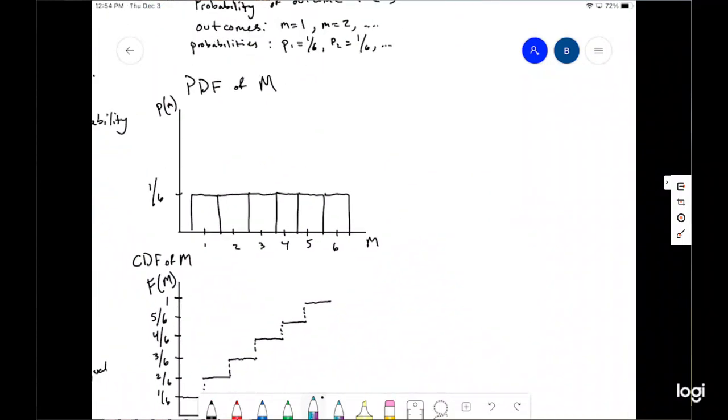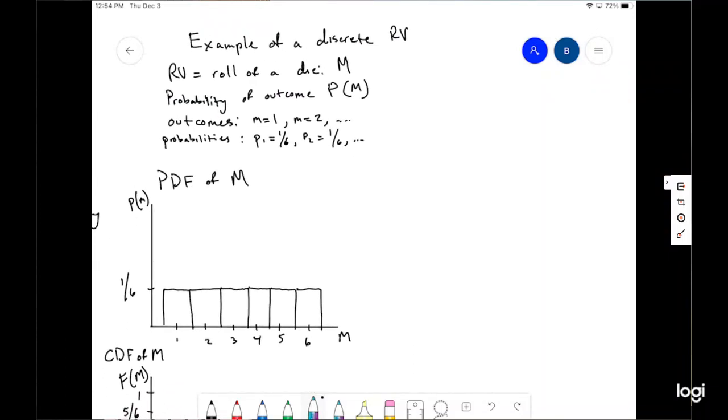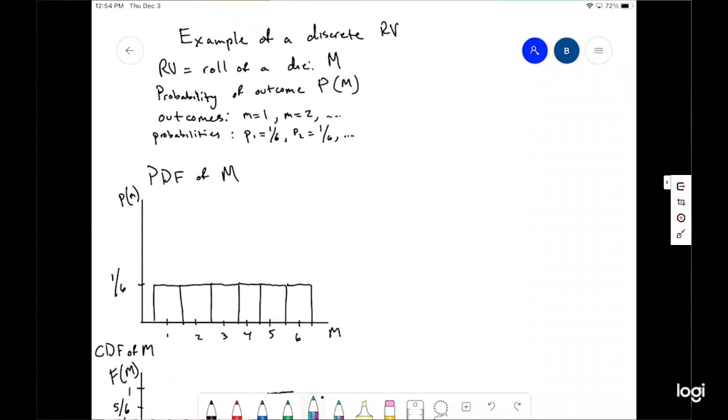So that was the CDF and PDF for a continuous random variable. Now let's look at an example of a discrete random variable, like a roll of a die. Maybe we'll label this random variable M. The probability of any outcome is P of M. Outcomes are written as lowercase m equals 1, lowercase m equals 2, and so forth. The probabilities are equal to P1 equals 1/6, P2 equals 1/6, etc. So this is a fair die.